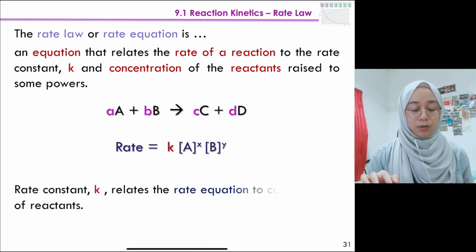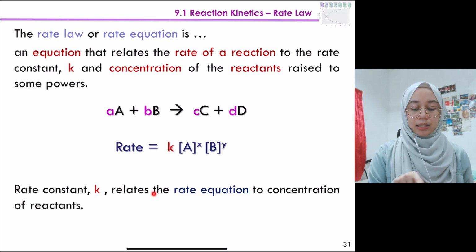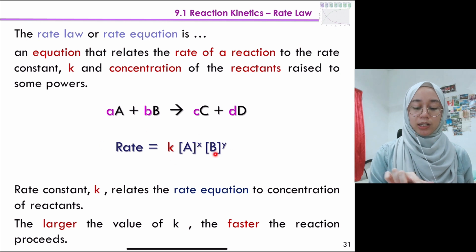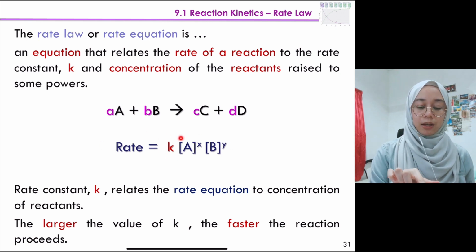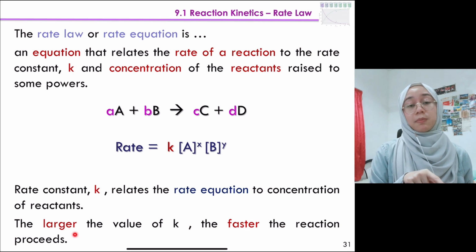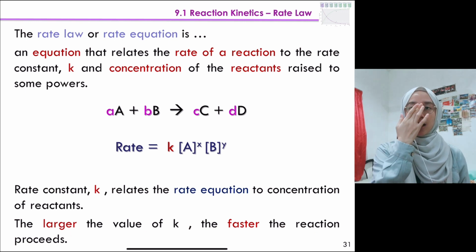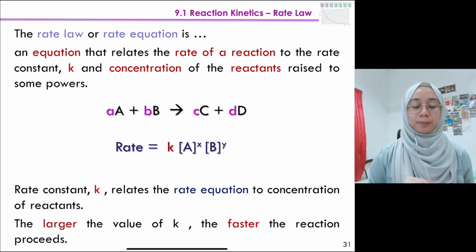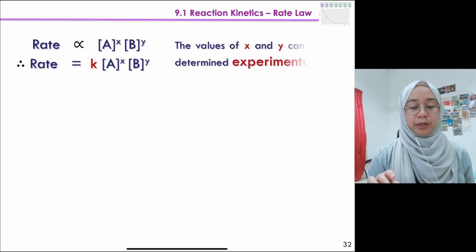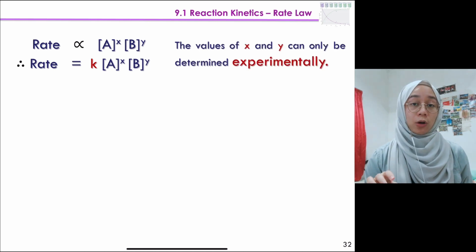Now as you can see, the rate constant relates the rate equation to the concentration of reactants. The larger the value of k, kita boleh nampak juga daripada equation ni, if k increases, what happens to the rate then? Rate pun akan increase juga, meaning the faster the reaction proceeds. Lagi besar value k, lagi laju reaction tersebut. Untuk x dengan y pula, kita tengok kepada order of reaction pula.